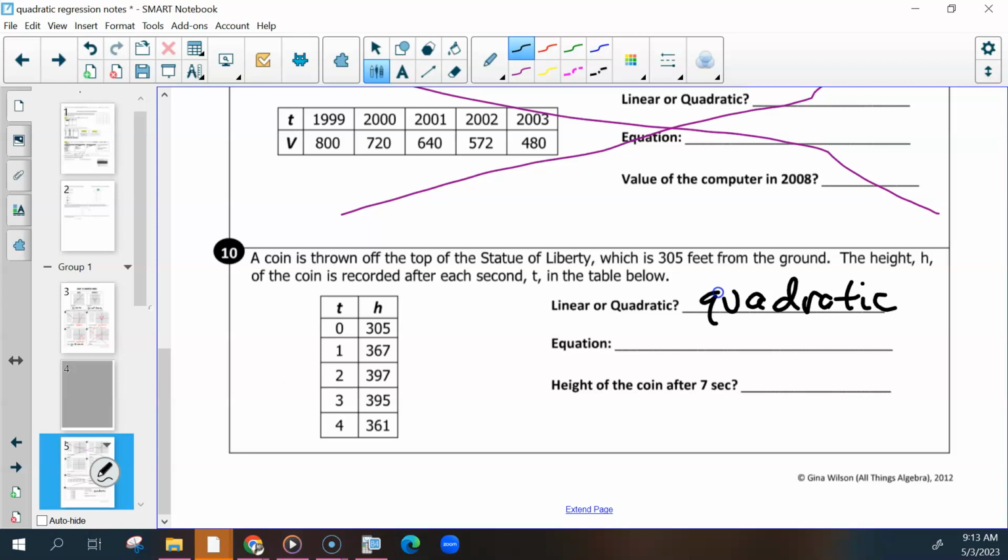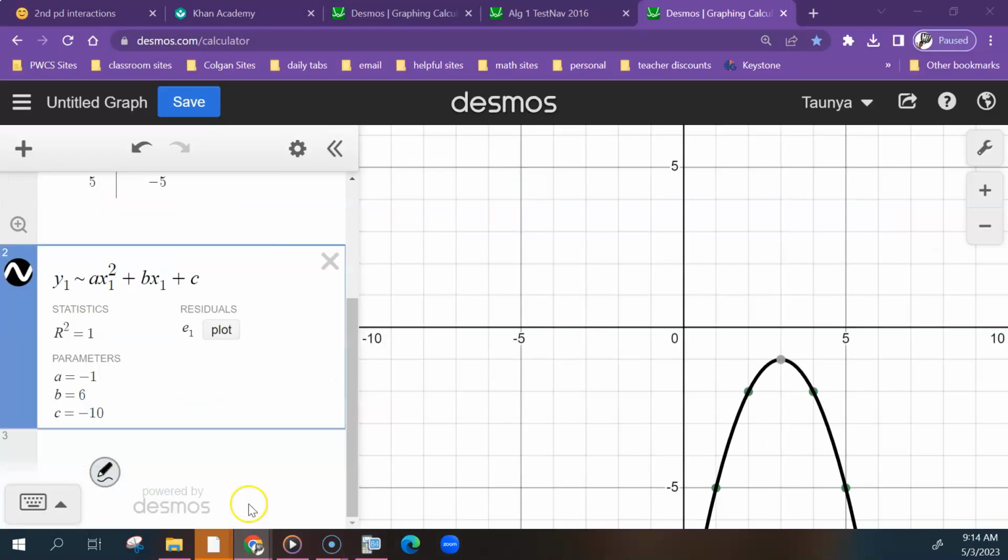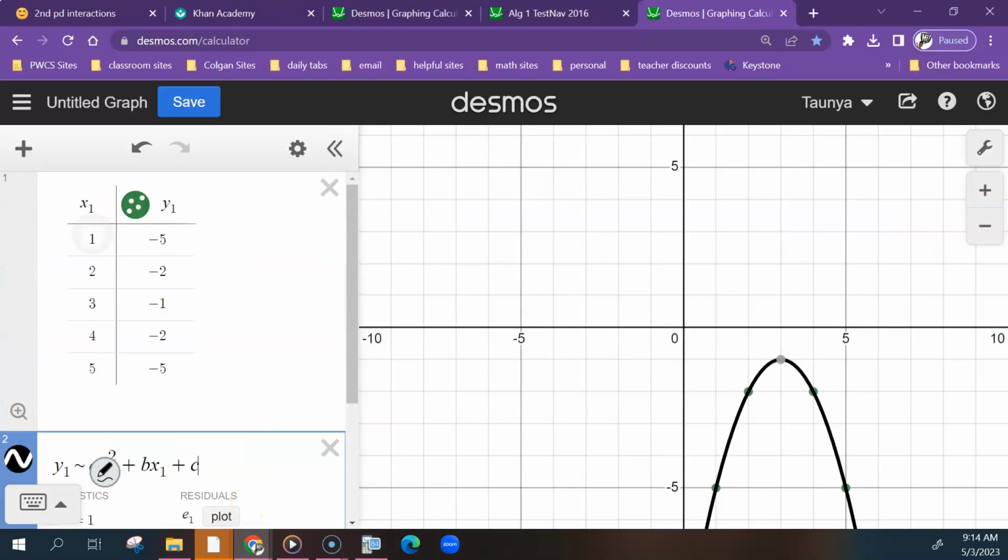So you have to be able to tell the difference between a linear and a quadratic word problem, line or curve of best fit. Then we can find the equation. Do we want to use Desmos or the calculator? You guys choose Desmos, okay. So in Desmos, I'm going to change all these values.